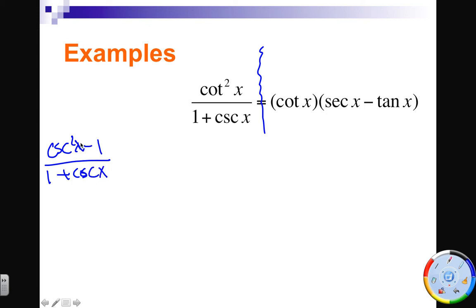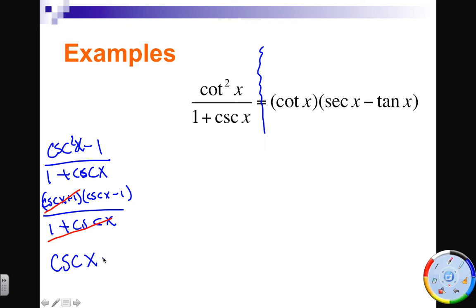Now, there's a reason I did this, because cosecant squared minus 1 actually factors to cosecant x plus 1 and cosecant x minus 1. And if you look here, I have a cosecant x plus 1 and a cosecant x plus 1, which means the left side of this equal sign simplifies to this.